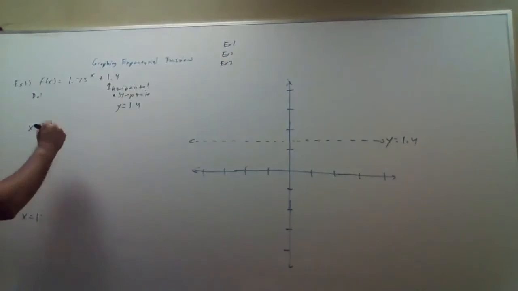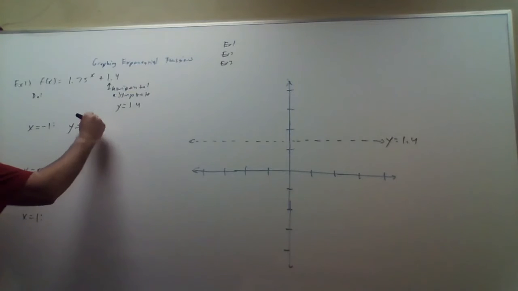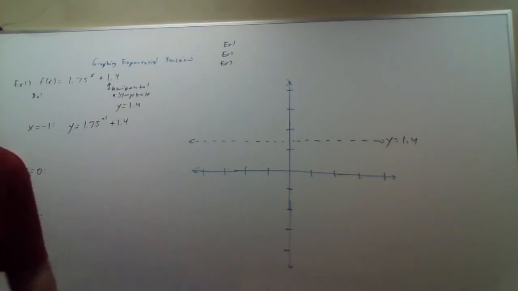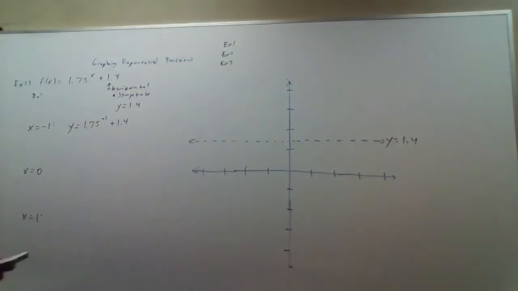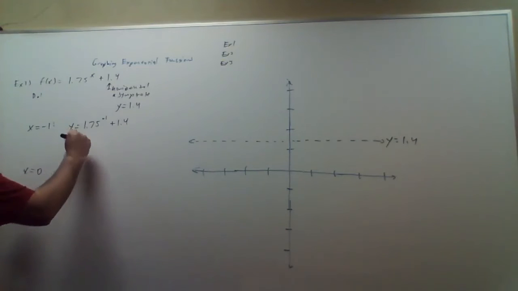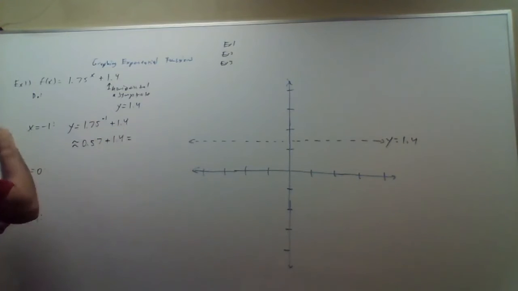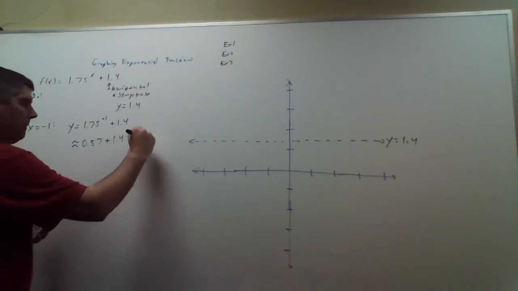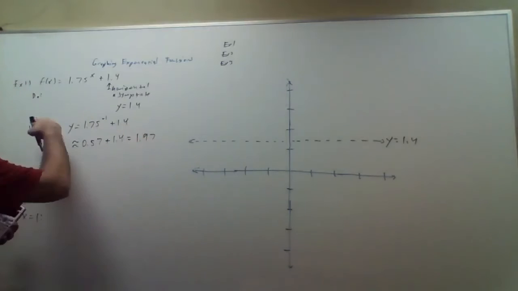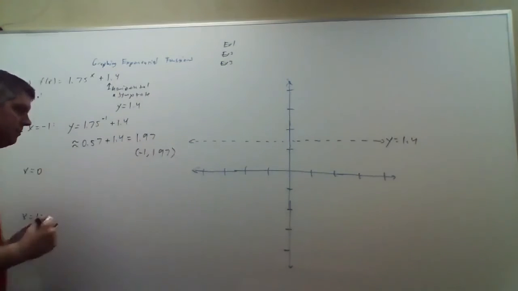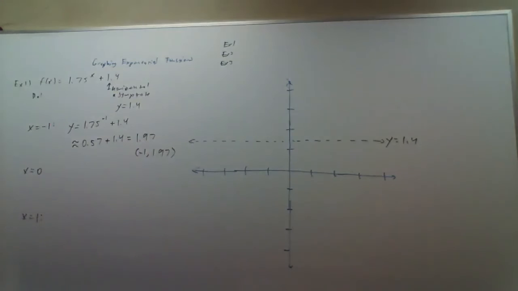Okay, so y equals 1.75 to the negative first plus 1.4. This is what they make calculators for. Okay, so 1.75, generic exponent button, -1, I get approximately 0.57 plus 1.4, and that gives me 1.97. So my first point is -1, 1.97.